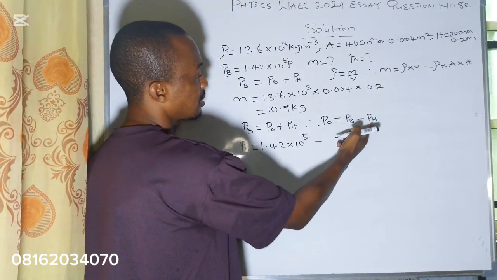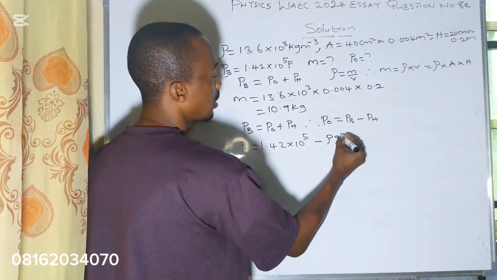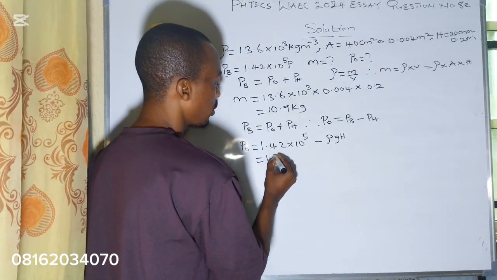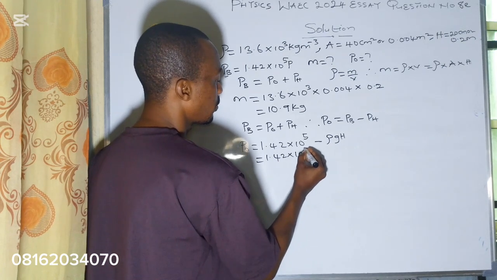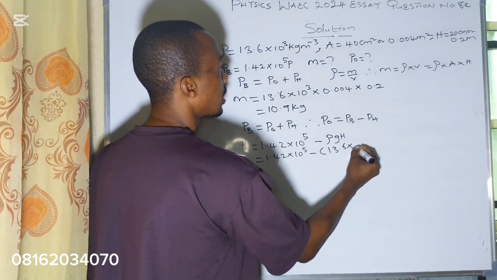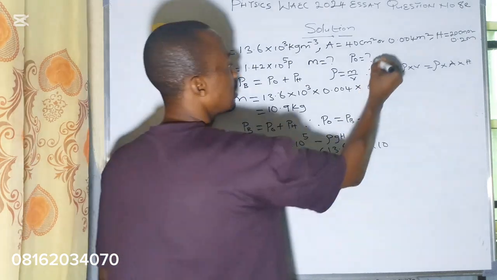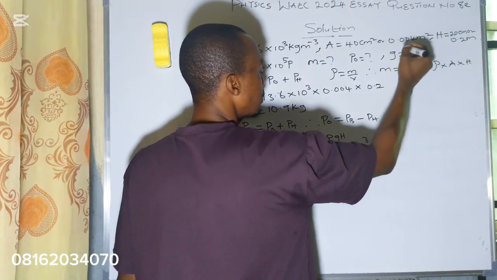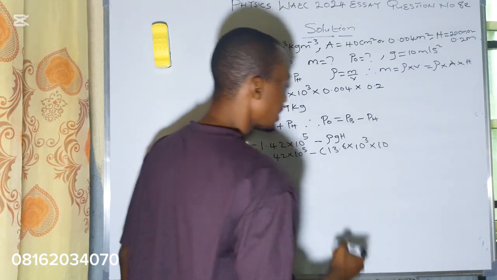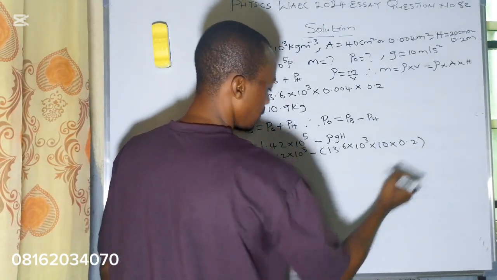We are going to calculate the pressure due to the height, which will be rho g h. So we have 1.42 times 10 raised to the power of 5 minus, in bracket, the density 13.6 times 10 raised to the power of 3, times 10. This g is acceleration due to gravity, 10 meter per second square. The unit of acceleration is meter per second square, times the height, which is 0.2.